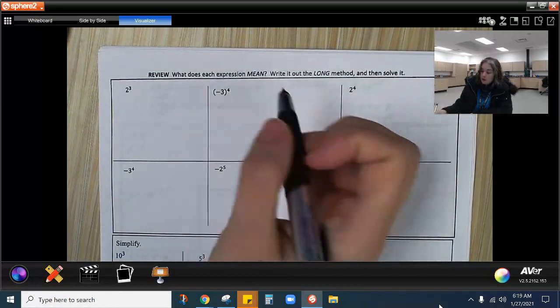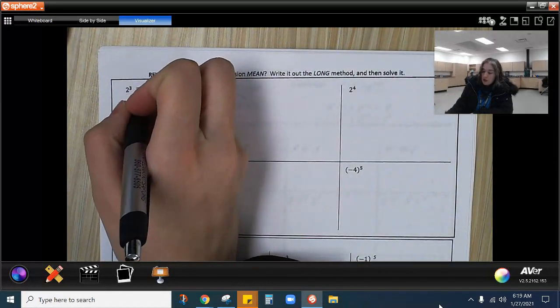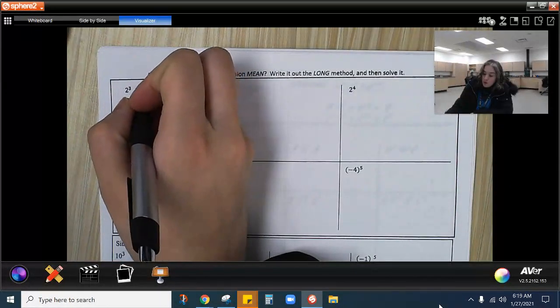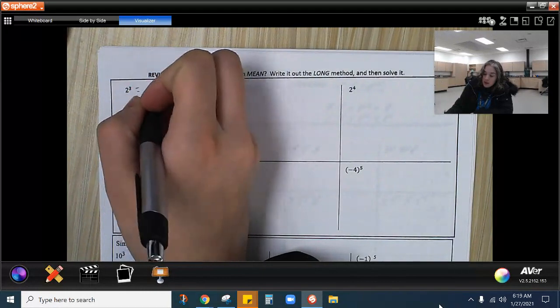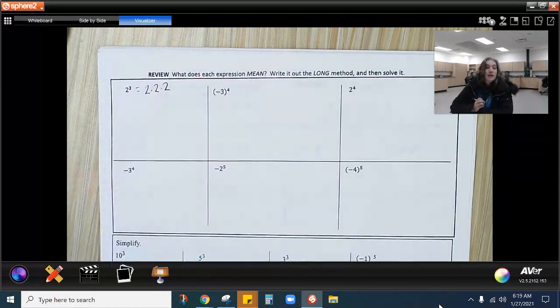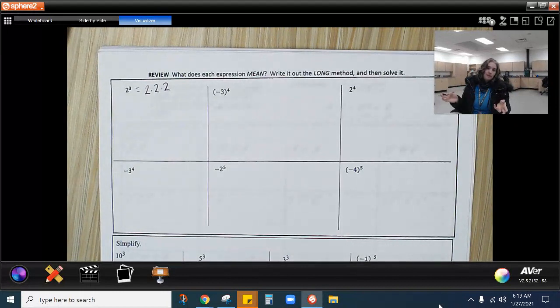So we're going to write out each expression and what it means. So this right here, we have 2 to the third power, or sometimes we say it 2 cubed. We know that 3 up there really means that we have 3 2's that are being multiplied together, right? So it's really 2 times 2 times 2. And that exponent is just a shorter way of writing that. Kind of like multiplication is a shorter way of adding things together, right?